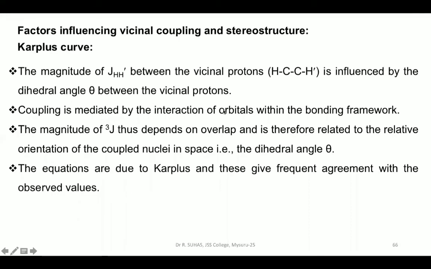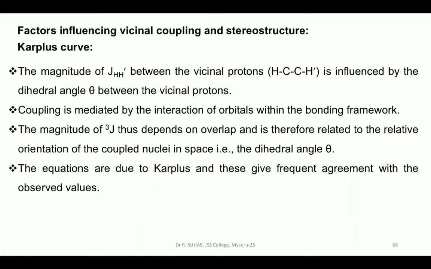Usually coupling is mediated by the interaction of orbitals between the bonding framework. As I said earlier, if two protons are coupling, that means the two protons are interacting. What is interacting? The orbitals of the protons are interacting. The magnetic field of one proton influences the spin arrangement of the other proton. It is because of that coupling takes place, and because of the coupling, splitting takes place. The magnitude of vicinal coupling thus depends on the overlap of the orbitals, and hence on the relative orientation of the coupled nuclei in space, that is the dihedral angle theta.